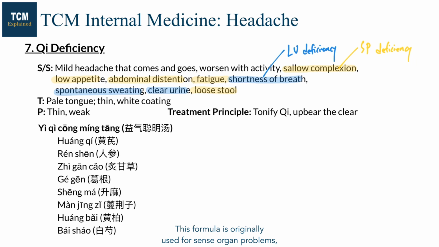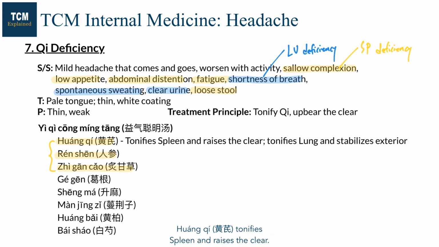This formula is originally used for sense organ problems, headache, and dizziness from yang qi failing to ascend. Huang qi, ren shen, and 炙甘草 are tonifying herbs. Huang qi tonifies spleen and raises the clear. It also tonifies lung and stabilizes the exterior, stopping spontaneous sweating.